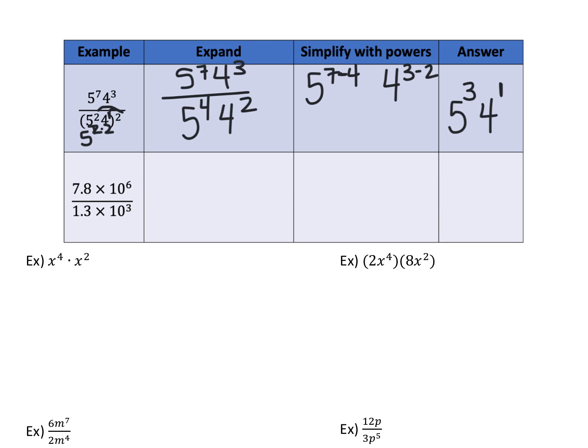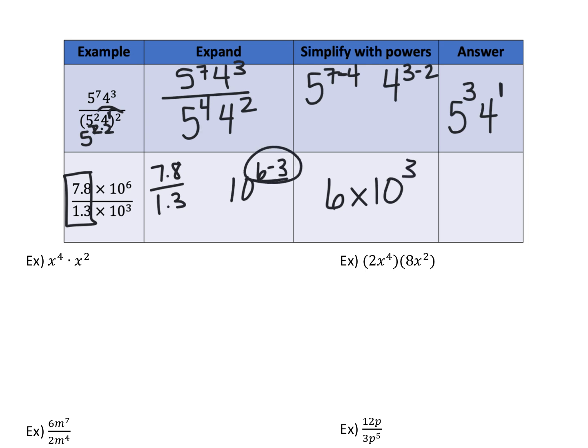So when we look at this next one, again, regular numbers, regular math, you can just put that in your calculator. I'm going to expand it and write these as 2 separate things. And then we have 10 to the 6 minus 3. You could write out 6 tens and 3 tens and cancel that if you want to, or we can just use this shortcut. 7.8 divided by 3 is 6. And 10 to the 6 minus 3 is 10 to the 3rd.